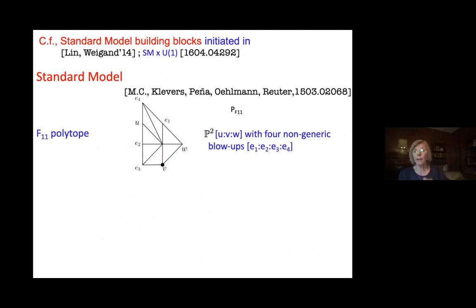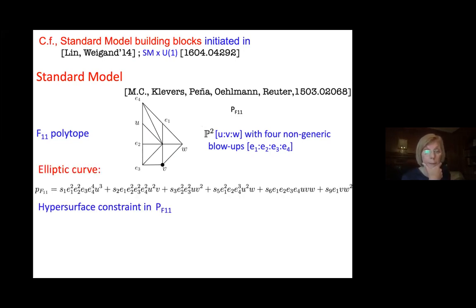So let's turn directly to the construction of the standard model. And this one turned out to arise from an elliptic fibration associated with the two-dimensional polytope F11. The actual space is P2 with 4 non-generic blowups and a hypersurface constraint that ensures this to be an elliptic curve of that form.